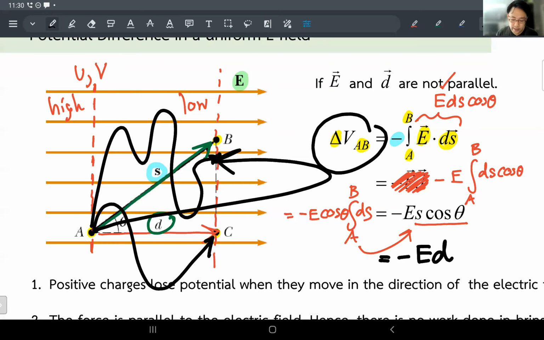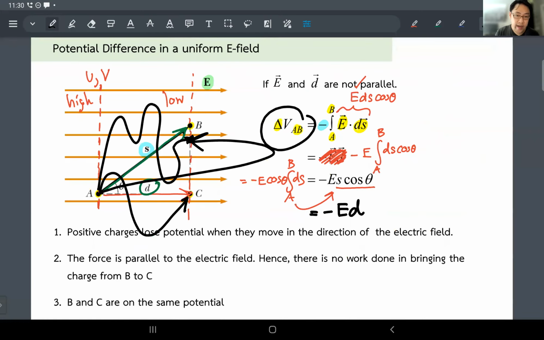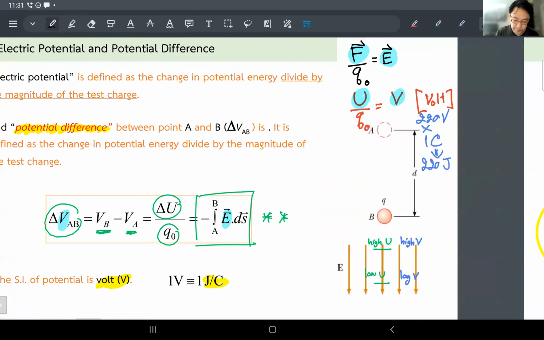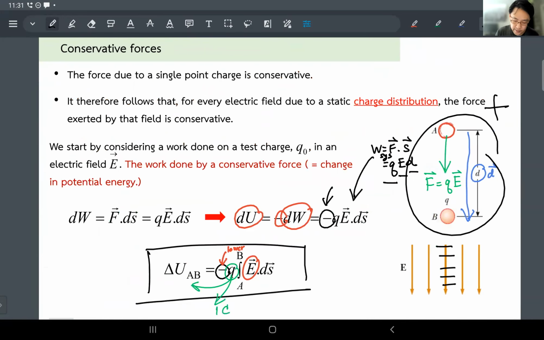Cool? All right, so that gives you the conclusion that all we care about is just the location of the point that you are interested in. It doesn't care about the path. It doesn't matter if you want to go from A to B, which direction, using what path. I don't care. That is a property of the one that we have here.